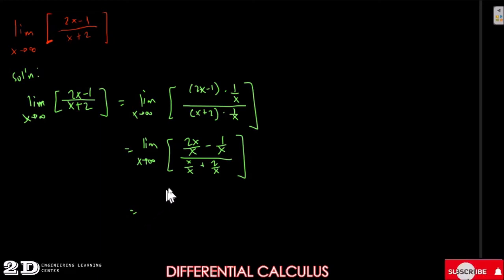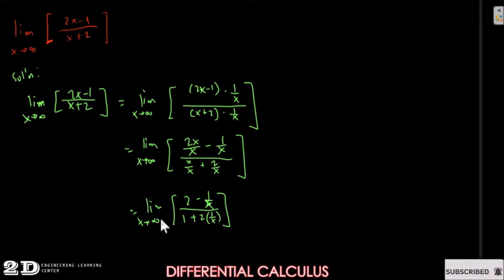Okay, then we'll have the limit as x approaches infinity. So we have 2 minus 1 over x over 1 plus, we could factor out here the 2, so 2 times 1 over x. Okay, so let's just substitute the infinity, the limit, to our given function. So we could have that one as 2 minus 1 over infinity over 1 plus 2 times 1 over infinity. Okay, so let's first analyze what is 1 over infinity.